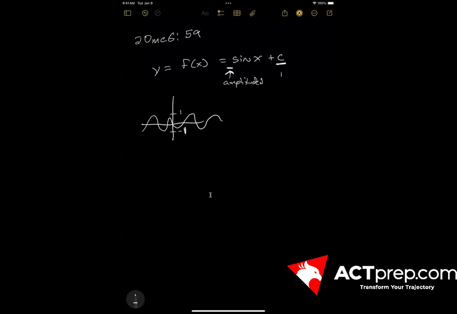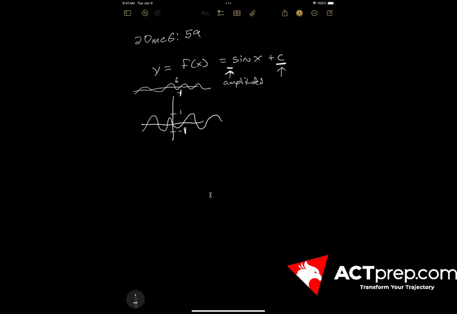The number at the end is telling us how far up or down we're going to move this trig function. So if c was 5, it would move the entire trig function up 5 units, which would mean that it would go up to 6 and down to 4. And it would just keep going right along that 5 on the y-axis, up 1, down 1, up 1, down 1, above that 5. And so that's what the c is telling us. If it was down 5, it would take the whole thing down 5 units.